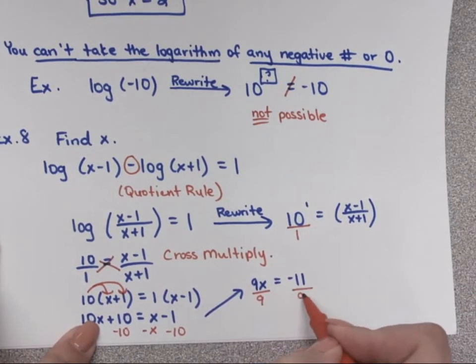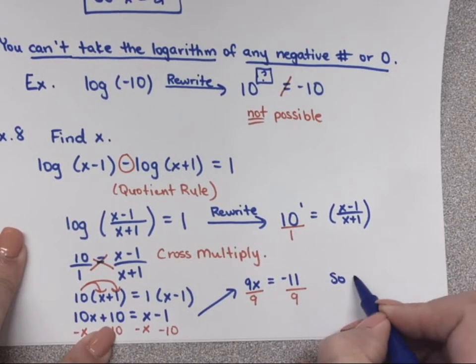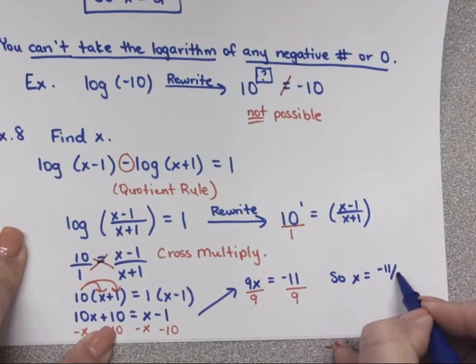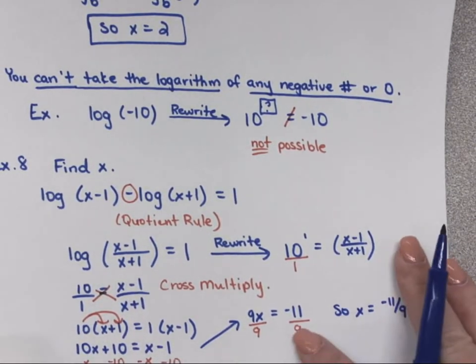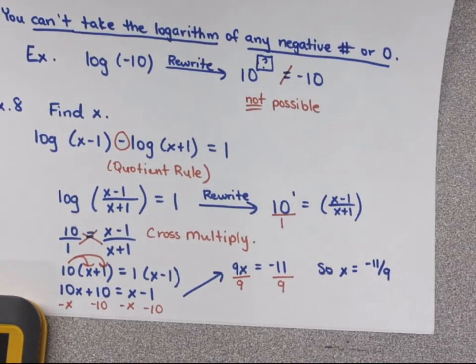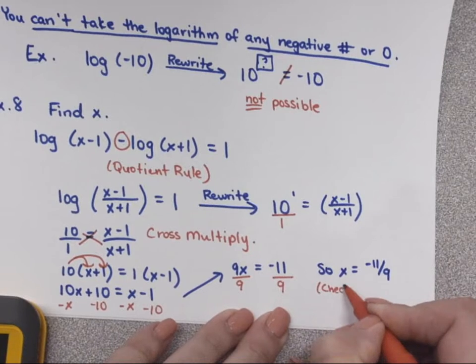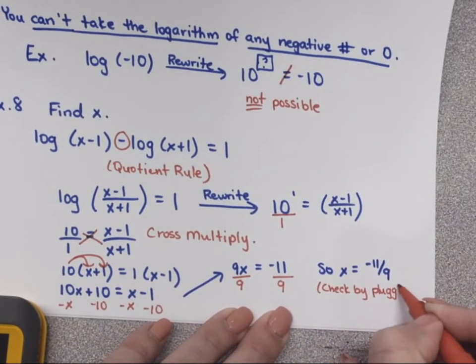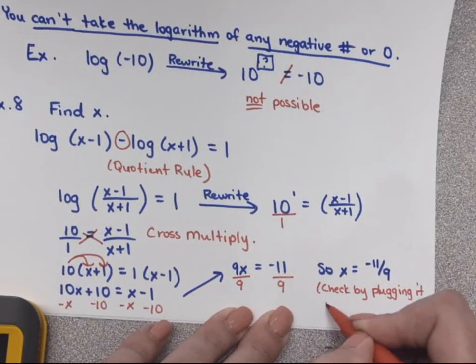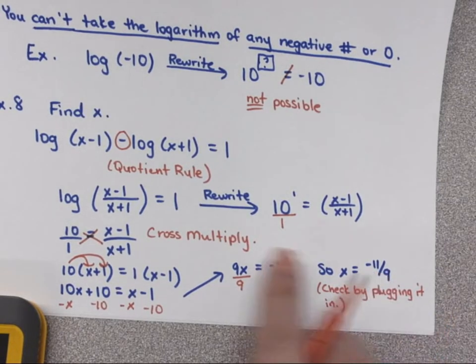So I end up dividing by 9 here. So I get x equals negative 11 ninths. But when I go to actually plug it in, so I'm going to say check by plugging it in. In other words, with logs, we have to be careful that we don't have an invalid answer of some sort. So do you notice that we're going to come into a problem when we try to plug it in?